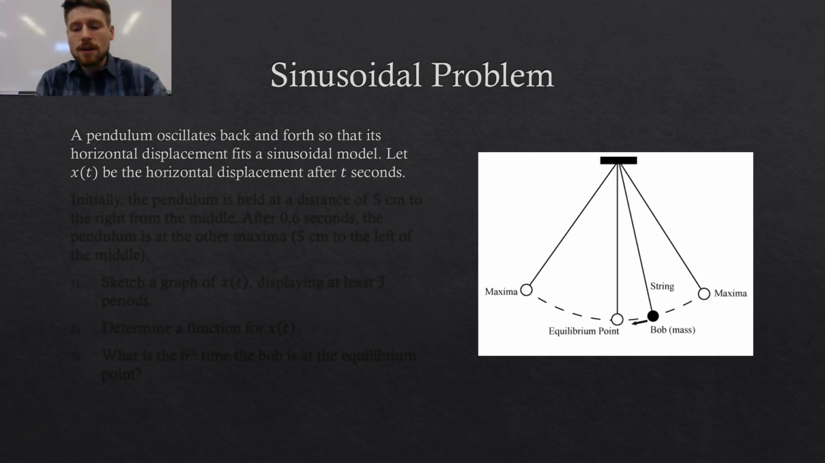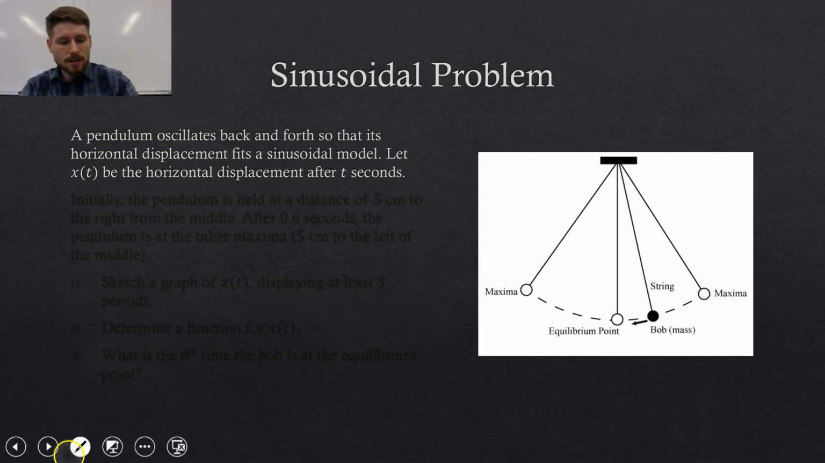We have a pendulum, which is just a string with a little mass, called a bob, attached to the end of the string. And it is going to be moving back and forth. So here's the furthest it is away from the middle at each of these maxima. And we want to figure out what x is, which is the horizontal displacement after some amount of time, t seconds. So this distance right here is x.